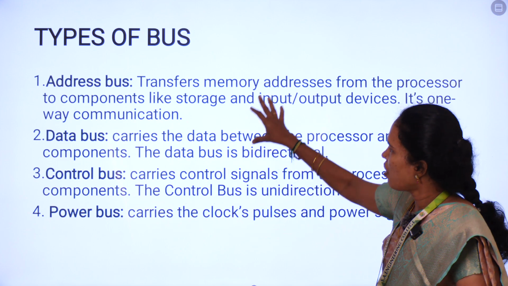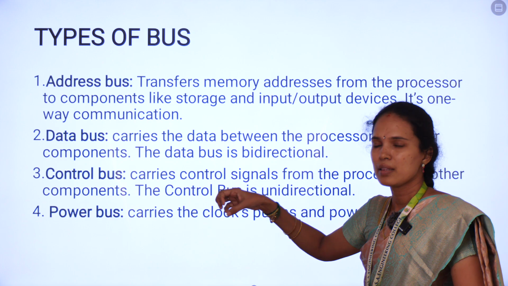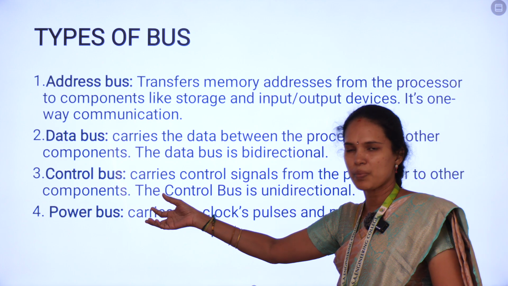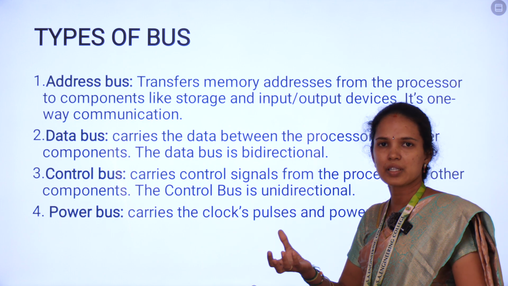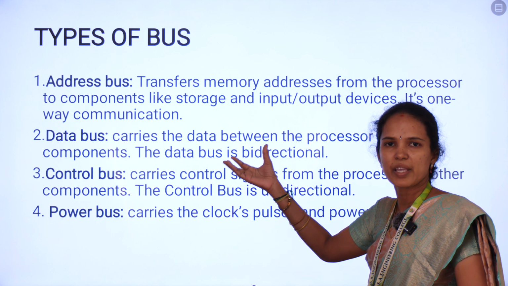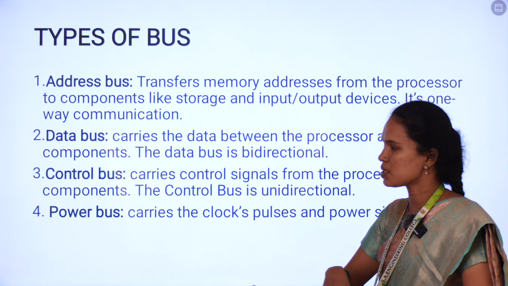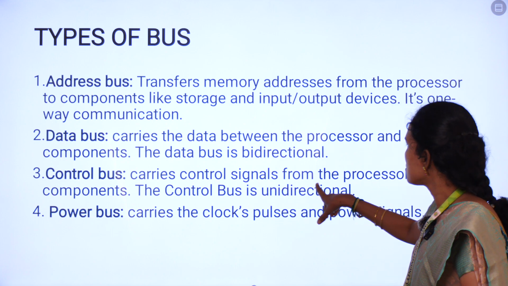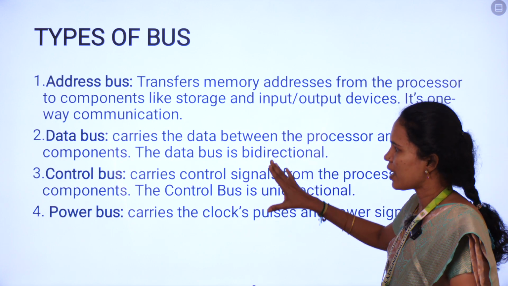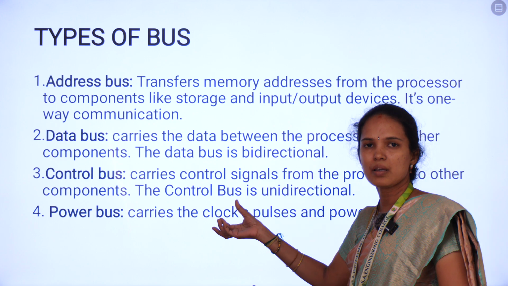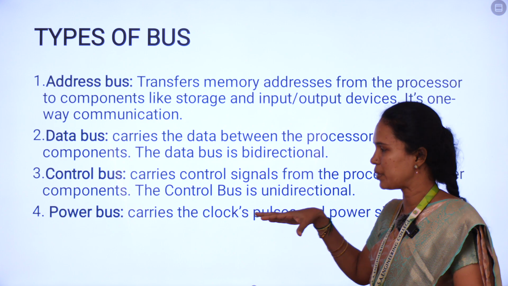Control bus. All this happens with the help of control signals only. Those control signals are carried by the control bus. Only after getting a control signal will these operations happen. The next control has to be this one, the next one has to be this one. So it carries the control signals from the processor to other components. All the things will happen. This is the most important. Without control signals, other things will not be performed.